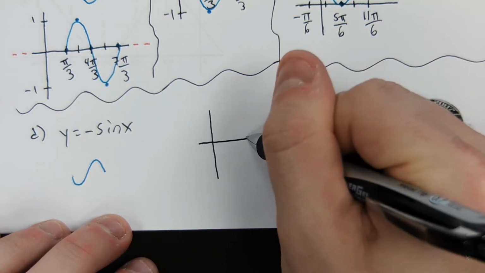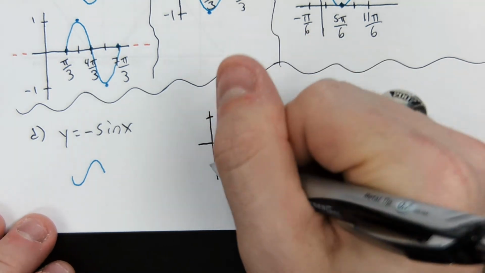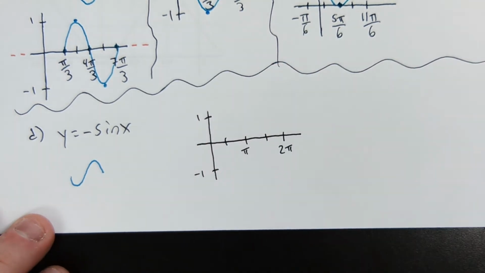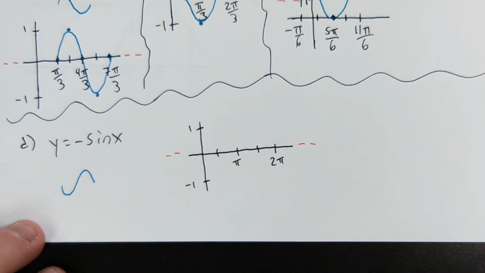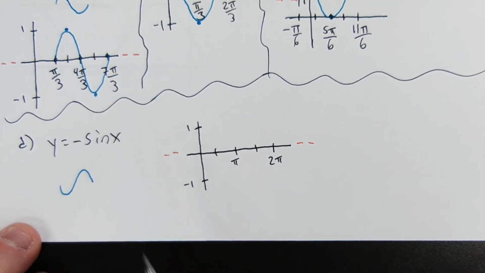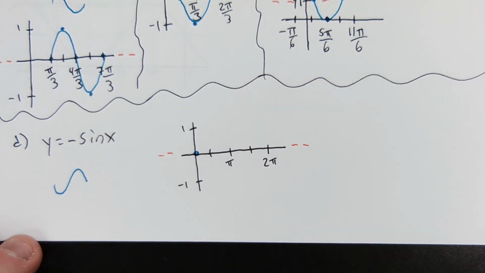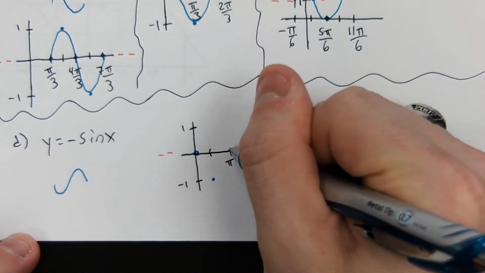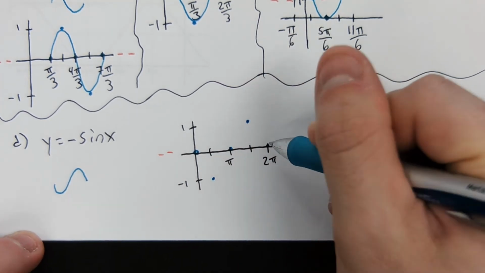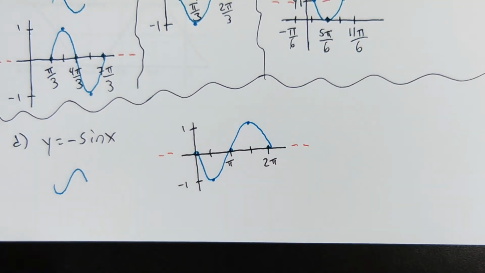There's 2 pi. Here's pi. Pi over 2, 3 pi over 2. Positive 1, negative 1. Midline. Sine, and 0 makes the inside 0. So sine begins at its midline, and then usually heads up, but this one's got a minus sign, so it heads down. Very easy. Actually pretty boring, to be real with you.